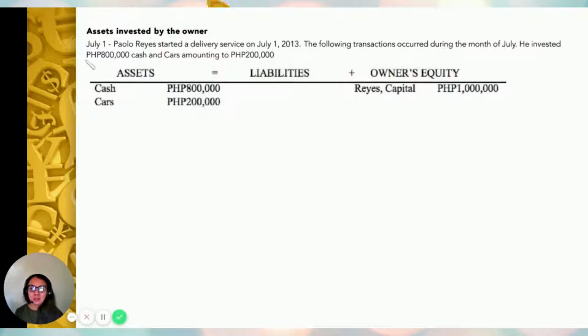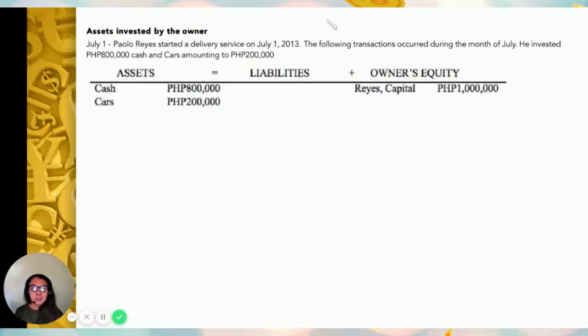In this transaction, you can see in here that the business received cash amounting to 800,000, and cash is an asset account. So cash goes in here, and the amount is 800,000 pesos. And then cars were also invested, amounting to 200,000. Cars are also an asset, so we put cars in here, amounting to 200,000. Now, this cash and cars were invested by Paulo Reyes. Therefore, it is but right to have this Reyes capital account as his equity in the business. So Reyes capital amounts to 1 million.